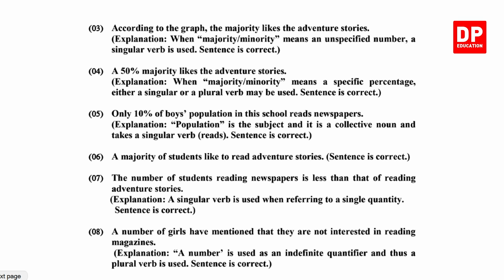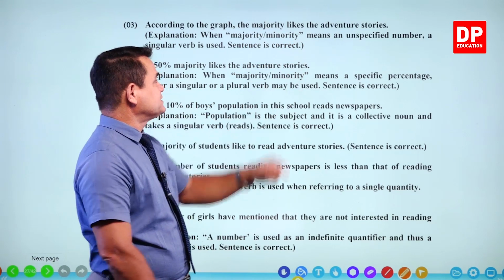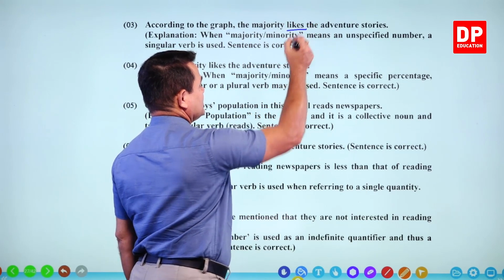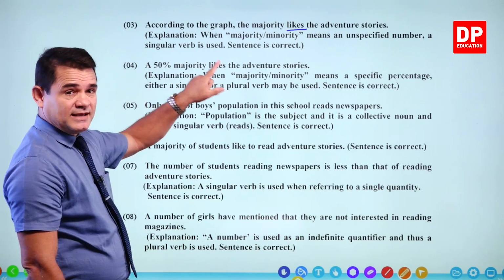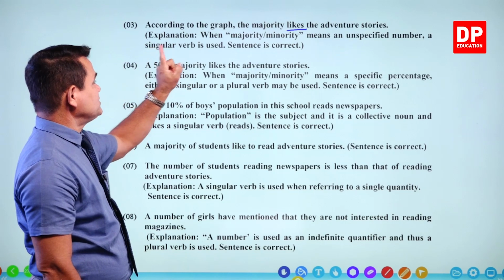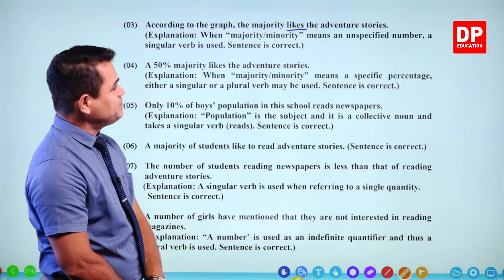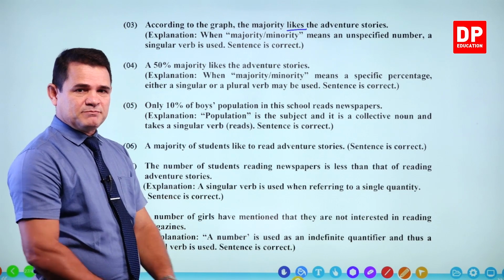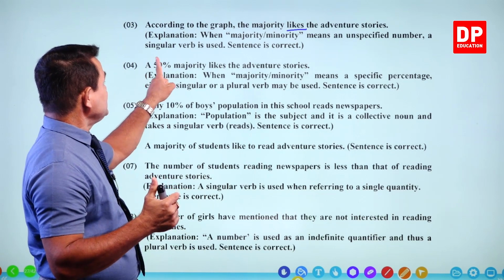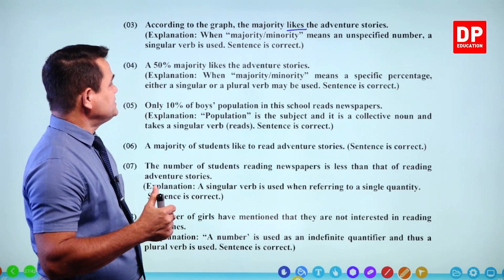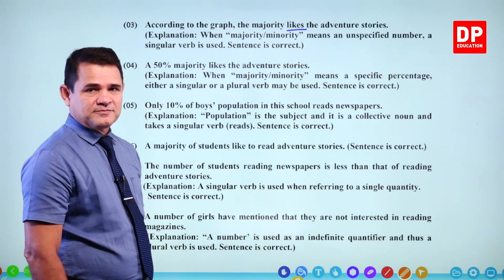Next one. According to the paragraph, the majority likes. අයමත් majority likes ක්‍රියාපදයේ එක වචනෙන් තියලා තියෙන්නේ. The adventure stories. Right? Majority likes. බහුතරය කැමති. Explanation: when majority or minority means an unspecified number, not a specific number, a singular verb is used. Sentence is correct. එතකොට එහෙනම් මේ වාක්‍යත් හරි.